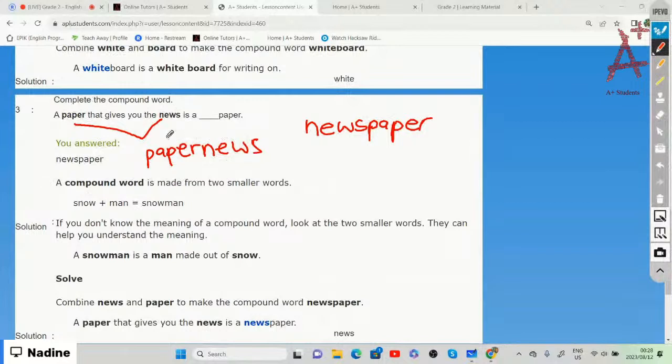I'm going to scratch this out to show not paper news, but a newspaper, right? So we combined news plus paper, and we get newspaper. And it's a paper that gives us news.